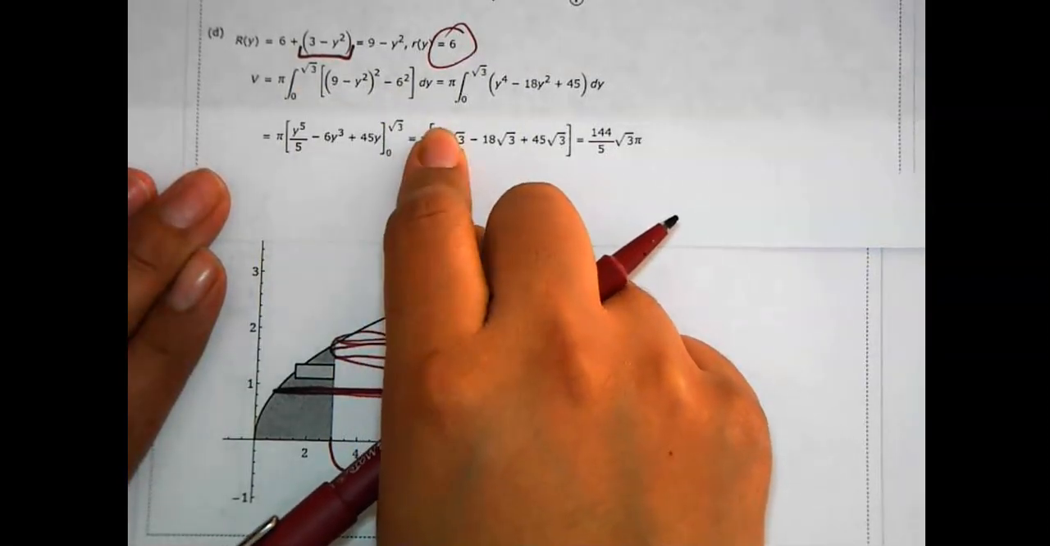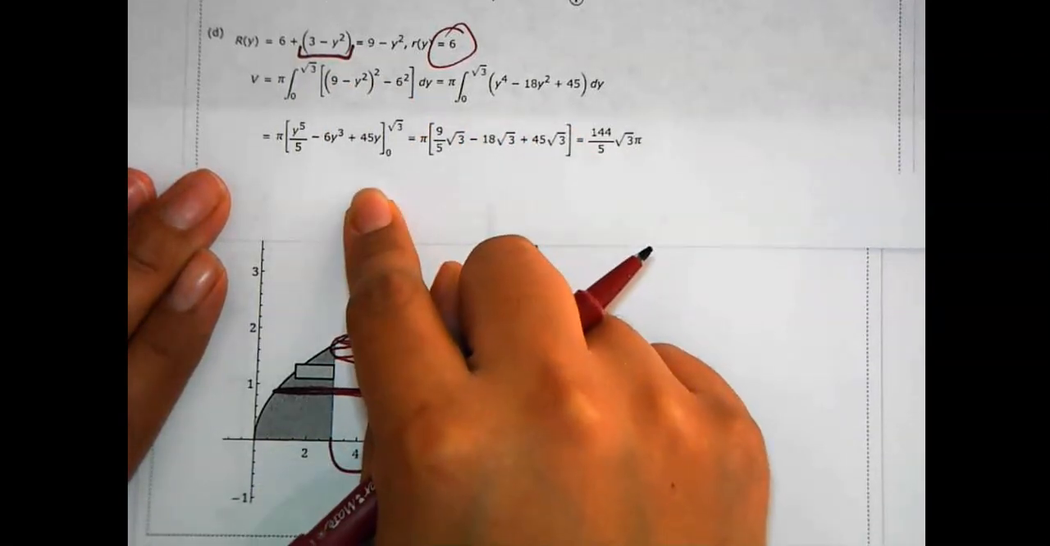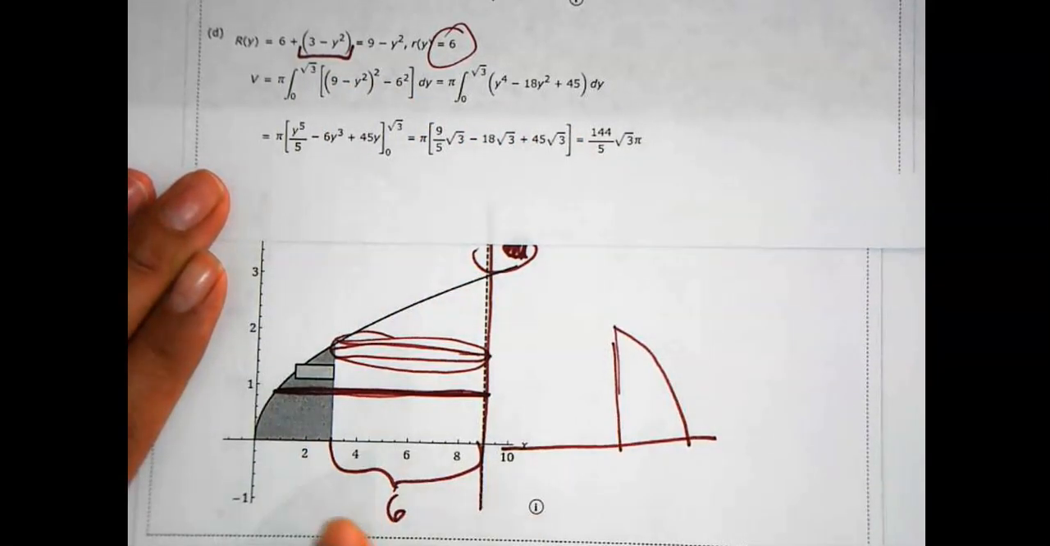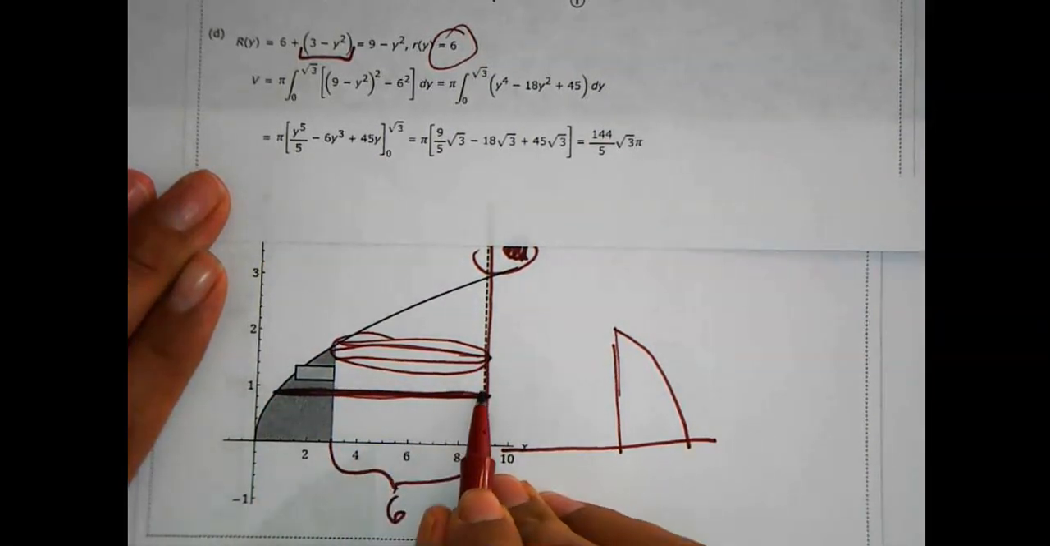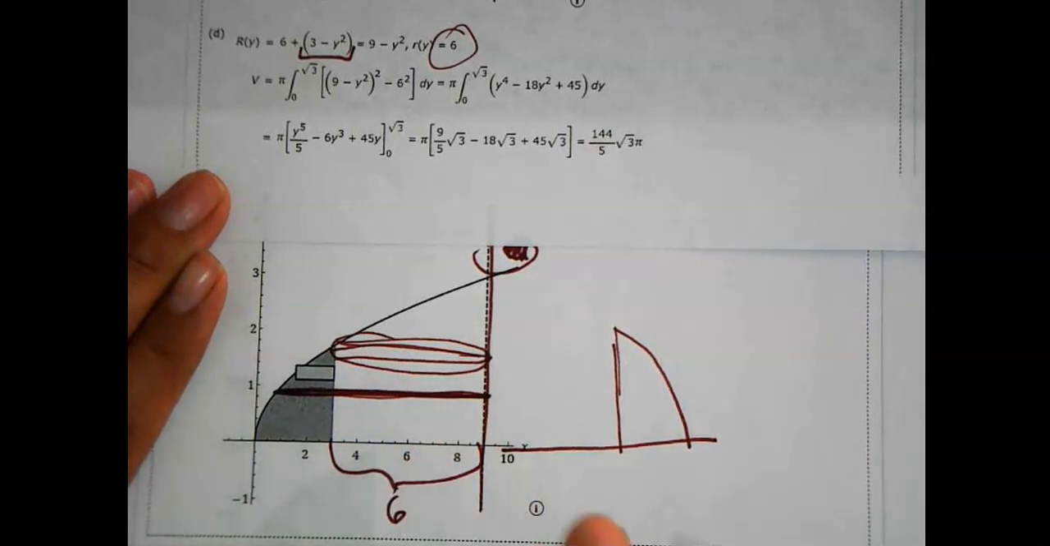And then we distribute and simplify and take the integral. The important thing here is the setup: the bigger radius minus the hole.